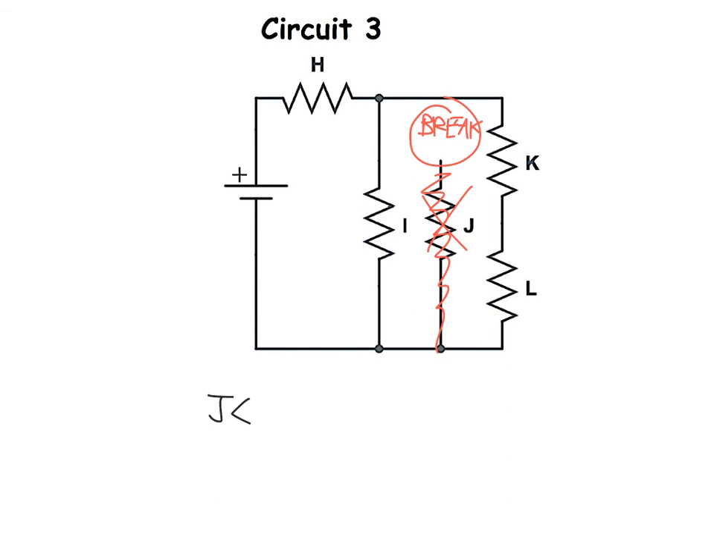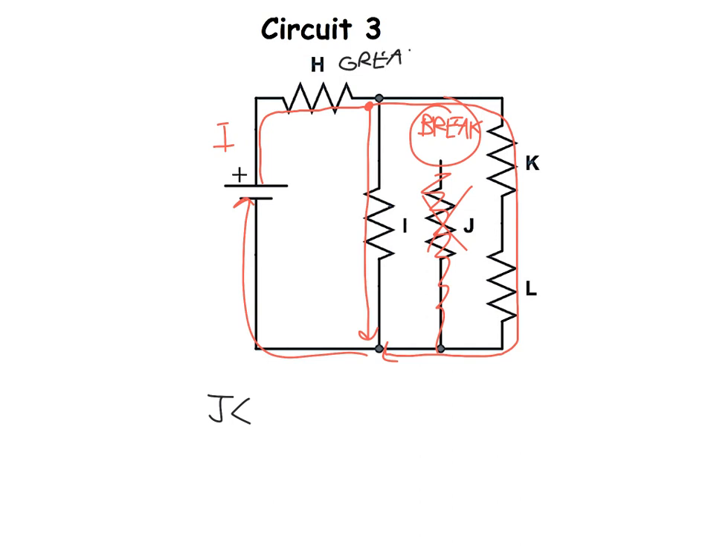I'm going to once again think about my current briefly to help determine my voltage. I know that current leaves the battery, goes through resistor H, and then splits here. Some goes down through I. Some continues straight and goes through K and L together, and then it all comes back together to go back to the battery. So that means that H gets the full current of the battery, so that's going to be the greatest amount of voltage. All right, so whatever the ranking is, H will be the biggest.